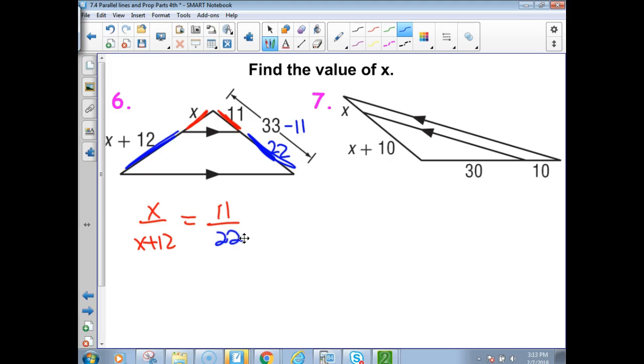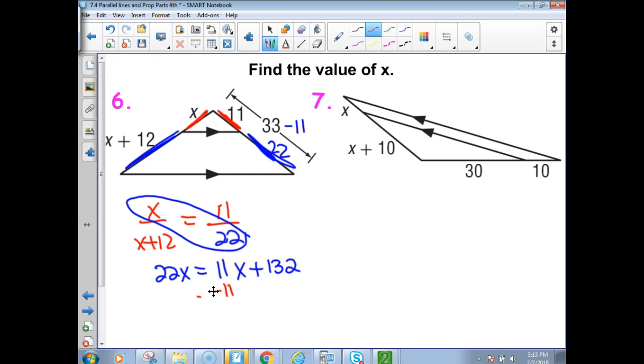Now cross products are equal, so let's go this way. 22x equals 11x plus 11 times 12, 132. I need to subtract 11x. I get 11x equals 132. And then I divide by 11, and the answer is 12 for x. Hope that makes some sense. If you plugged it back in, this would be 12. This would be 24.